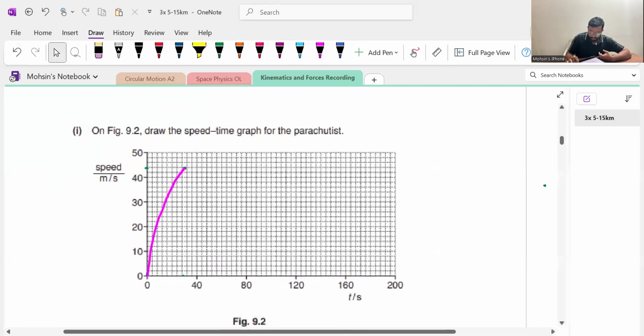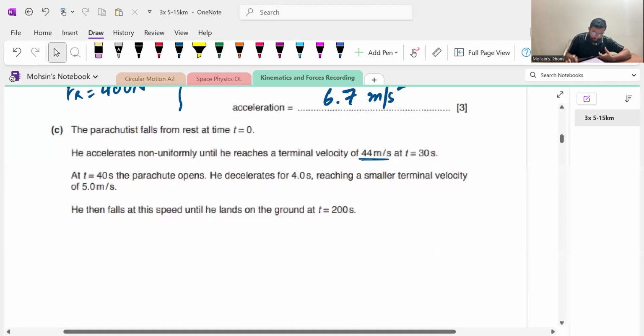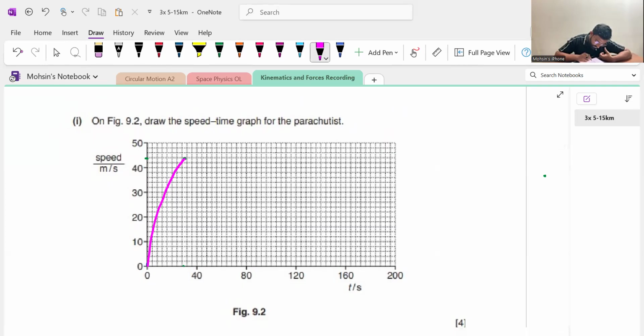And then at 30 seconds, from 30 to 40 seconds, he continues with his acceleration for 4 seconds. So 4 seconds from this point, 30 to 34. This is 28, 32, 36. In between here, it will remain at this speed.